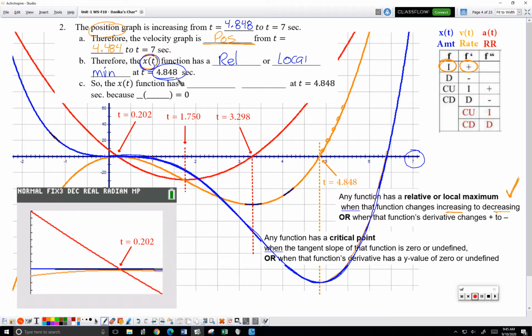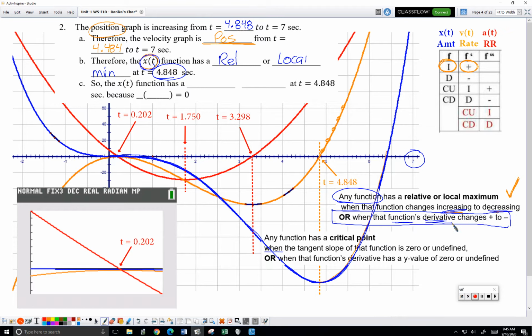Here's the most important part right here. Because they don't typically test you on the first half of that definition. They more heavily test you on the second half of that definition. So any function, in this case position, any function has a local max when that same function changes increase to decrease, or when that function's derivative.